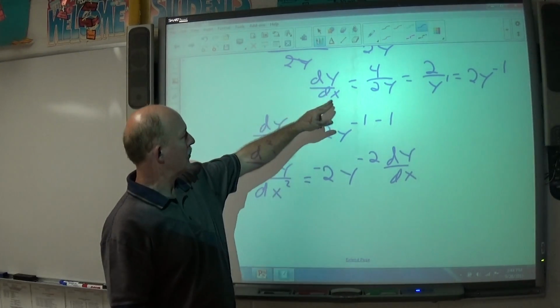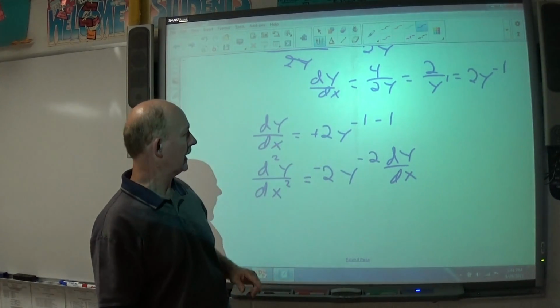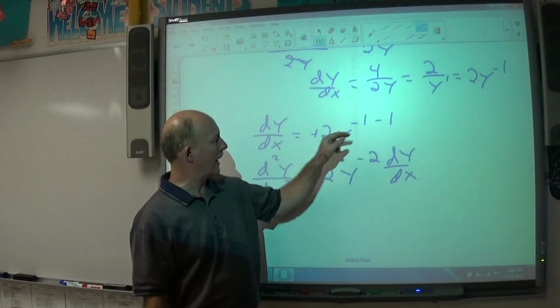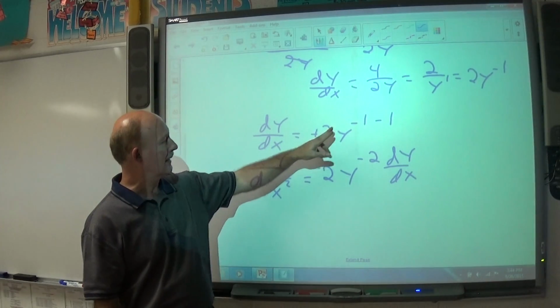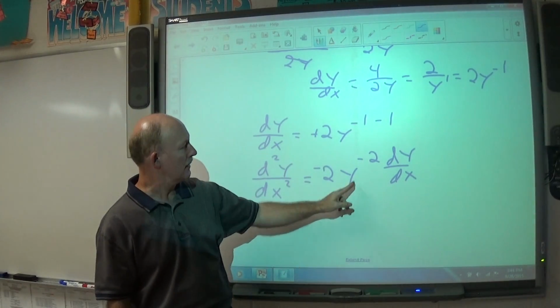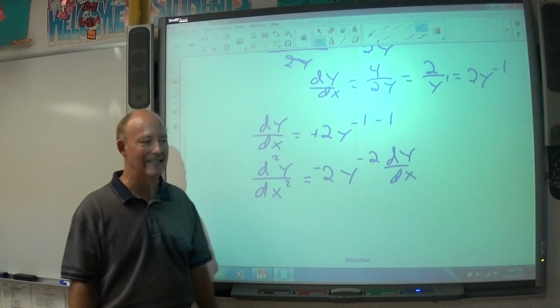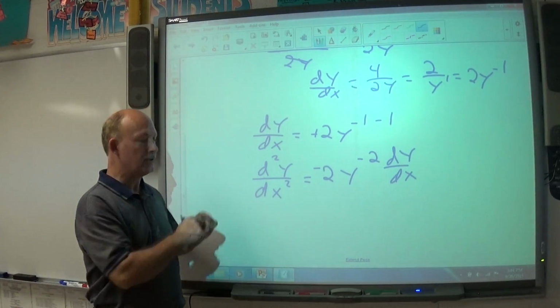So once again, rewriting the derivative is just 2y to the negative 1. It should be a positive 2y to the negative 1. So negative 2 times negative 1 times 2 gives us negative 2. Subtract 1 from your exponent gives us y to the negative 2 power. So this is our second derivative.